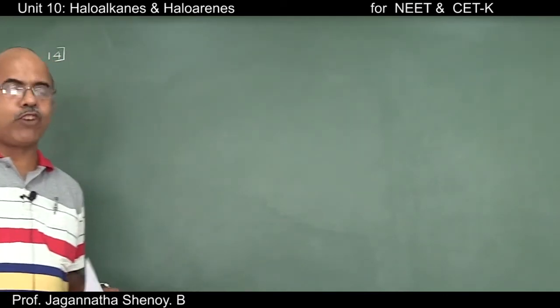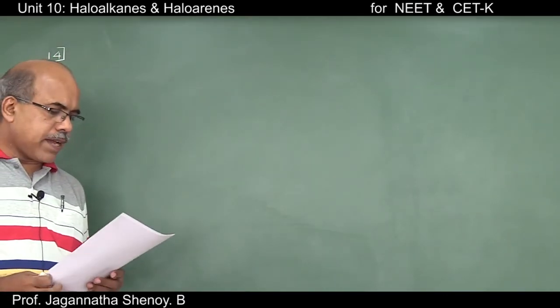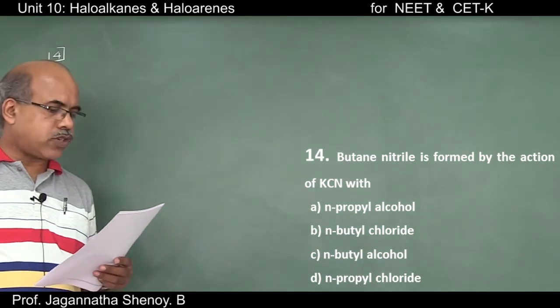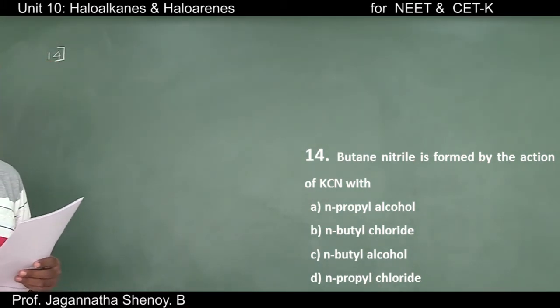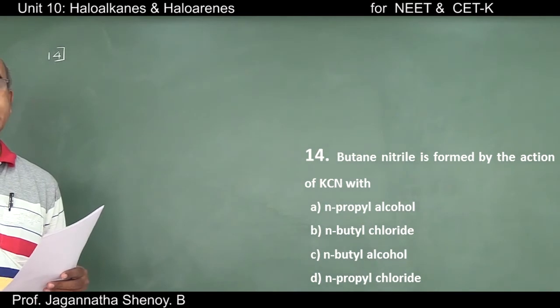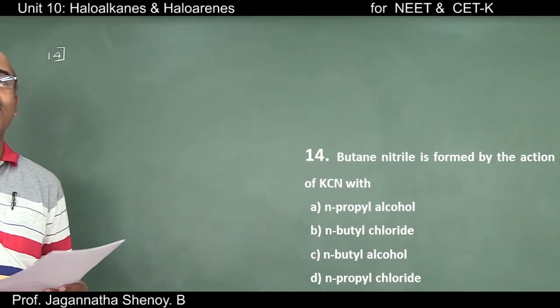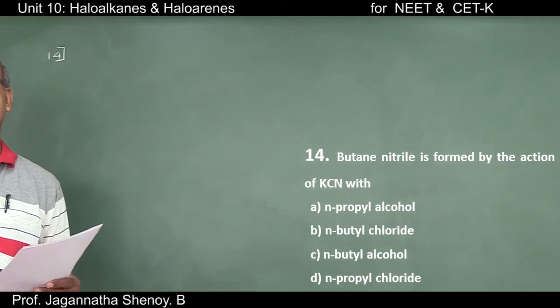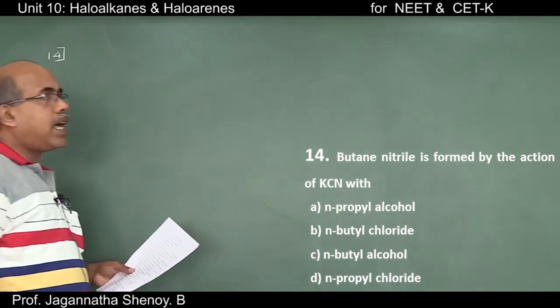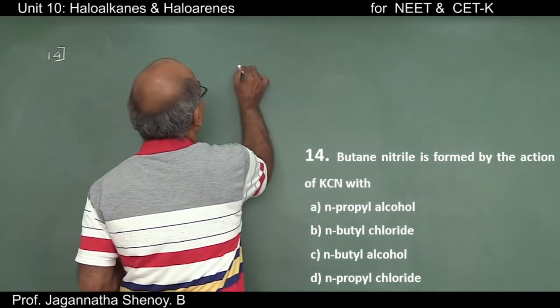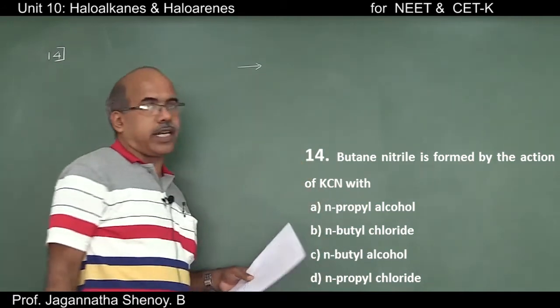Going to question number 14. Aim is to obtain butane nitrile. Reagent used is KCN. And I should know what should be the starting substance. To understand that, first I should know how to write the structure of butane nitrile.